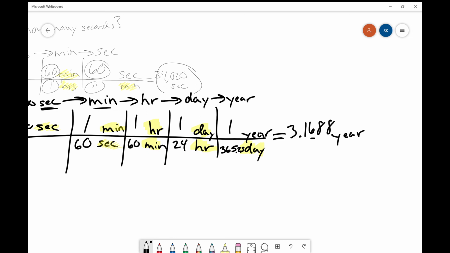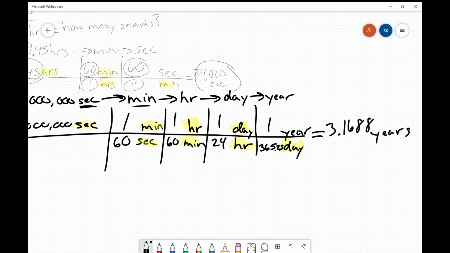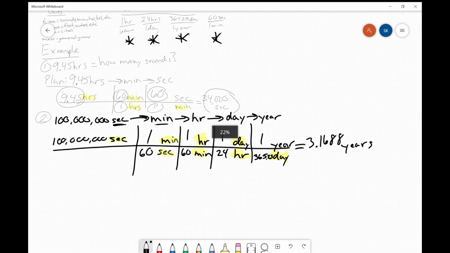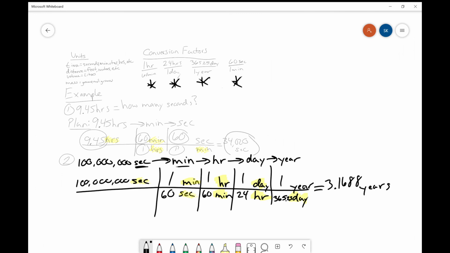It doesn't really matter. What I want you to know is how to put this into your calculator. I want you to know how to set up the plan, and I want you to know how to put in all the numbers. But that should be your answer. When you were 100 million seconds old, you were around 3.1688 years old.